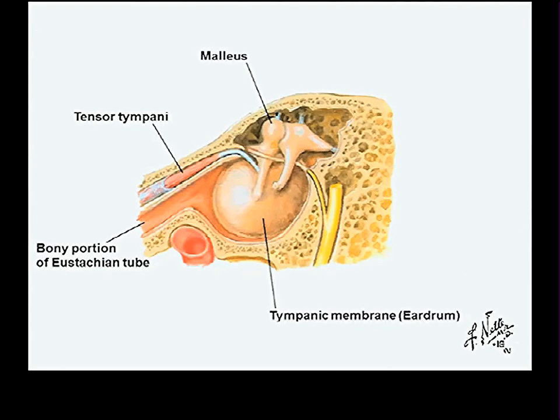The muscle sits in a bony canal just above the bony portion of your eustachian tube. And its tendon makes a 90-degree bend and inserts on this bone, which is called the malleus, a bone that attaches to your eardrum. We'll learn more about these later in the course. The tensor tympani, when it contracts, pulls on the malleus, and the malleus is attached to the eardrum. So it pulls on the eardrum and dampens the vibrations of the eardrum. The proper anatomic name for the eardrum is the tympanum. So tensor tympani is a tensor of the tympanum.